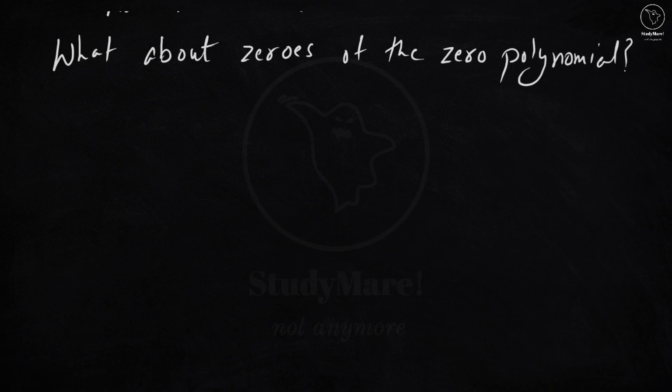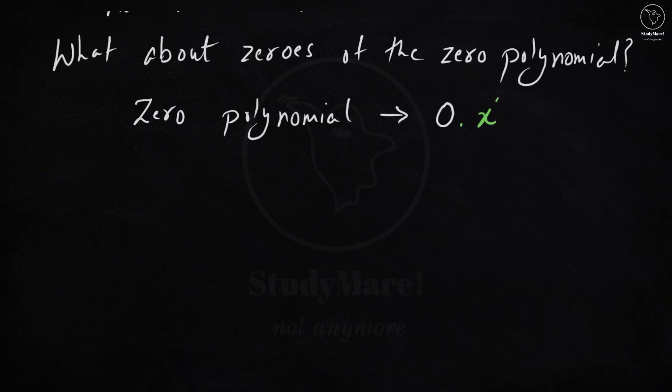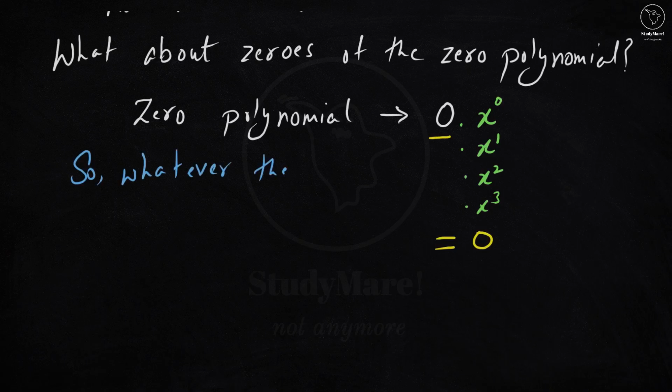Now, what about zeros of the 0 polynomial? In order to understand this, let us take the 0 polynomial. We have already learned that it is 0. Now, let us multiply this 0 with x to the power 0, then x to the power 1, then x to the power 2, then x to the power 3. What is the result? It is 0, simply because any number multiplied by 0 always gives us 0. So, whatever the value of x, the value is always 0.